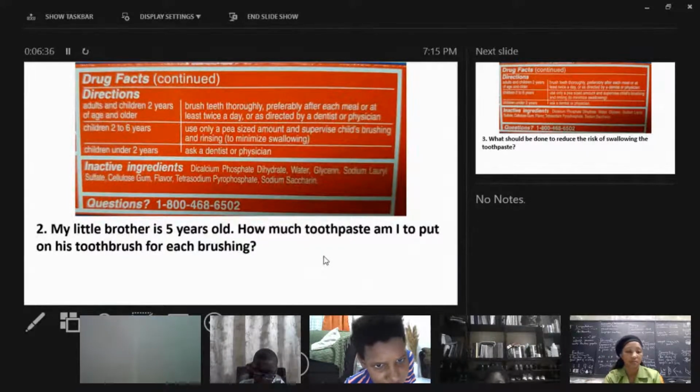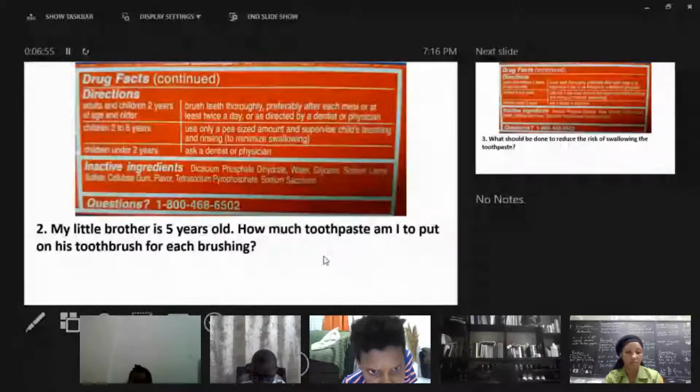Children 2 to 6 years. Use only a pea-sized amount and supervise child's brushing and rinsing to minimize swallowing. Children under 2 years. Ask a dentist or physician.